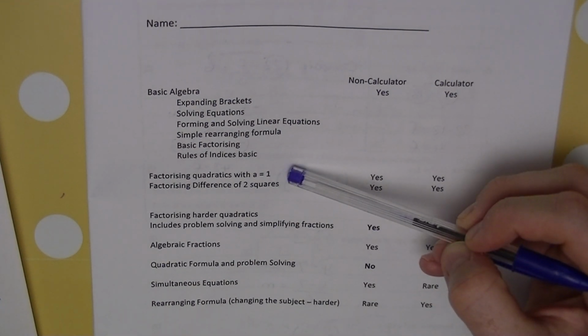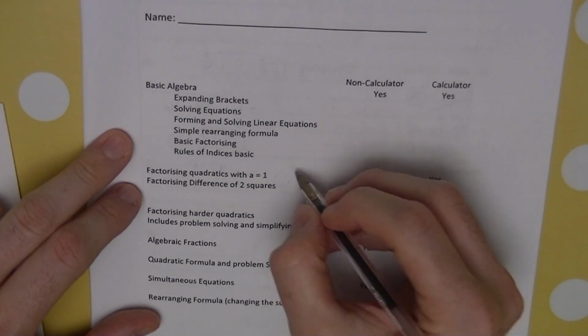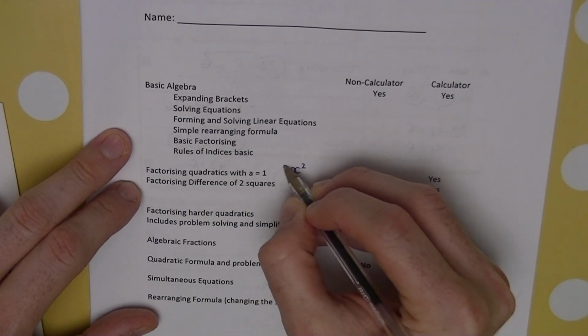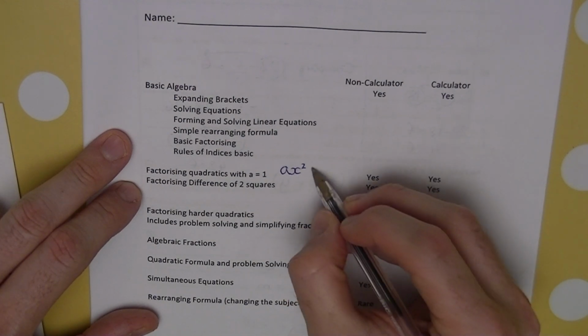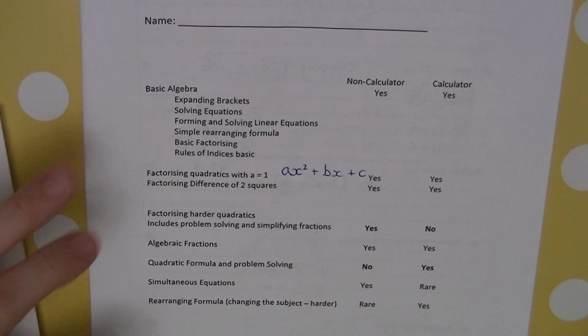Factorizing quadratics with a equal to 1. Don't get confused with that. By a, I mean what's before the x squared. Okay, so there'll be an x squared term. I think of that as being ax squared. Well, I'm looking at 1x squared in this case, plus bx, plus a number on the end, c.